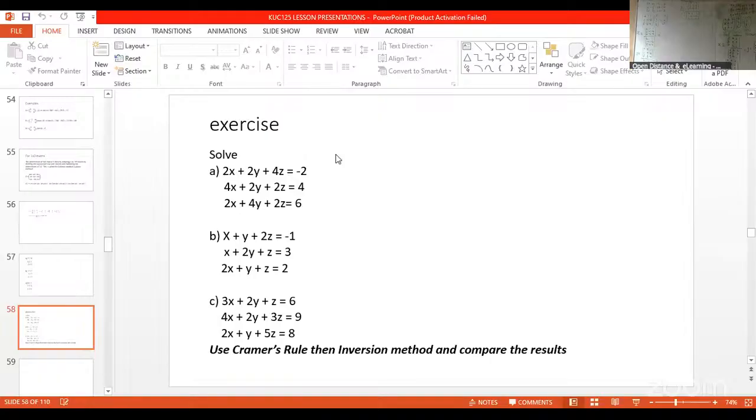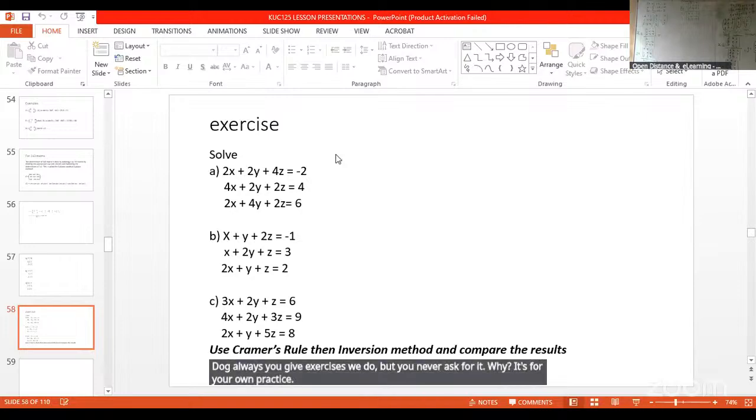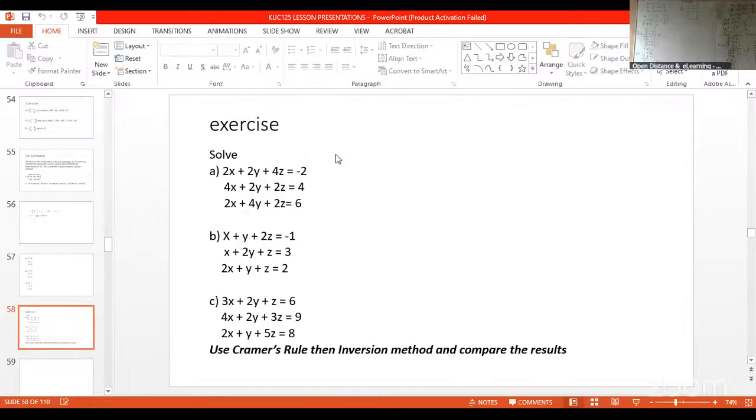Please have those as exercises. Doc, always you give exercises, we do, but you never ask for it. Why? It's for your own practice. Repeat the exercise. Yes, it is there. I've repeated.